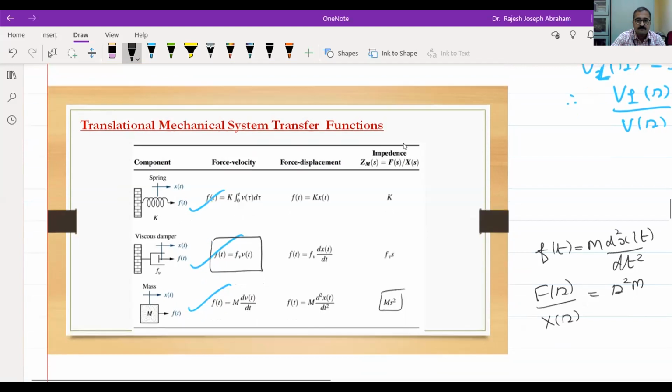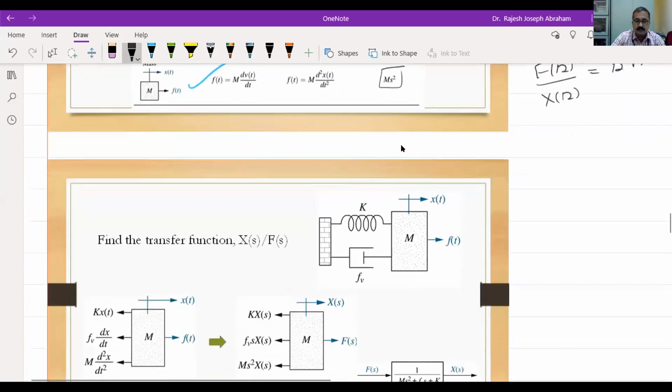So let us try to solve this problem. You are given this mechanical system. You have a mass, and the mass is connected to the fixed surface through a spring K and the dashpot Fv. What is Fv? It is the dashpot constant. K is the spring constant. Now you see you are applying a force to the mass to the right side. It means the spring and the dashpot get stretched. When they get stretched, what happens? There will be a reaction force in the opposite direction.